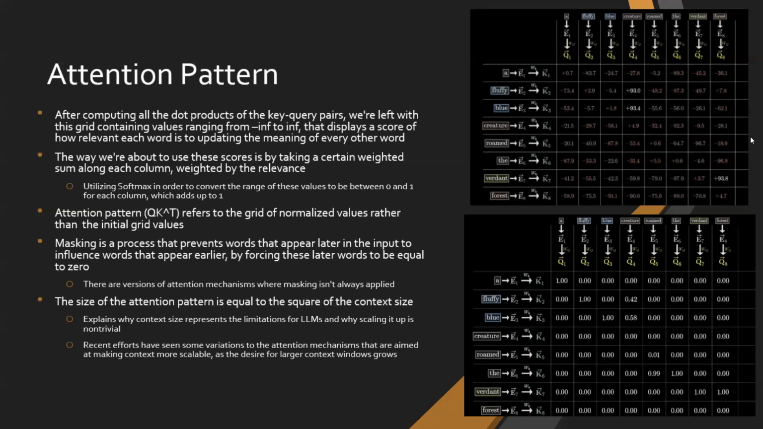Now, the attention pattern, which is known as softmax of QK to the power of T, refers to the grid of normalized values rather than the initial grid values. So this is the attention pattern right here.